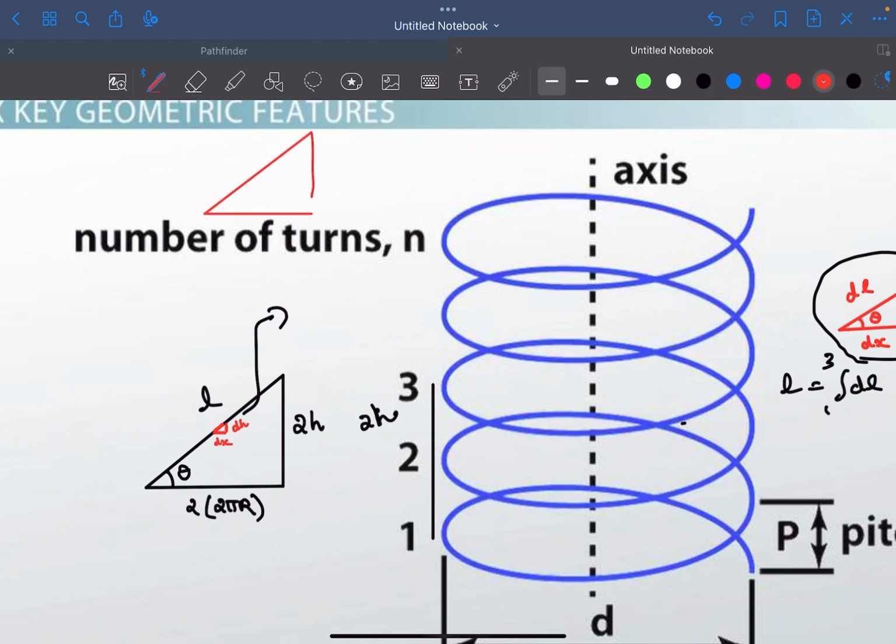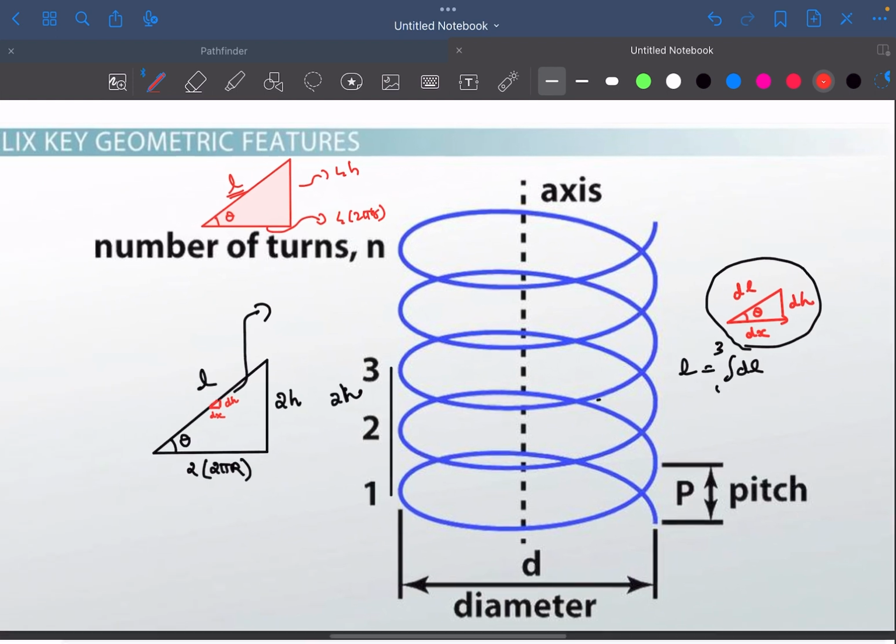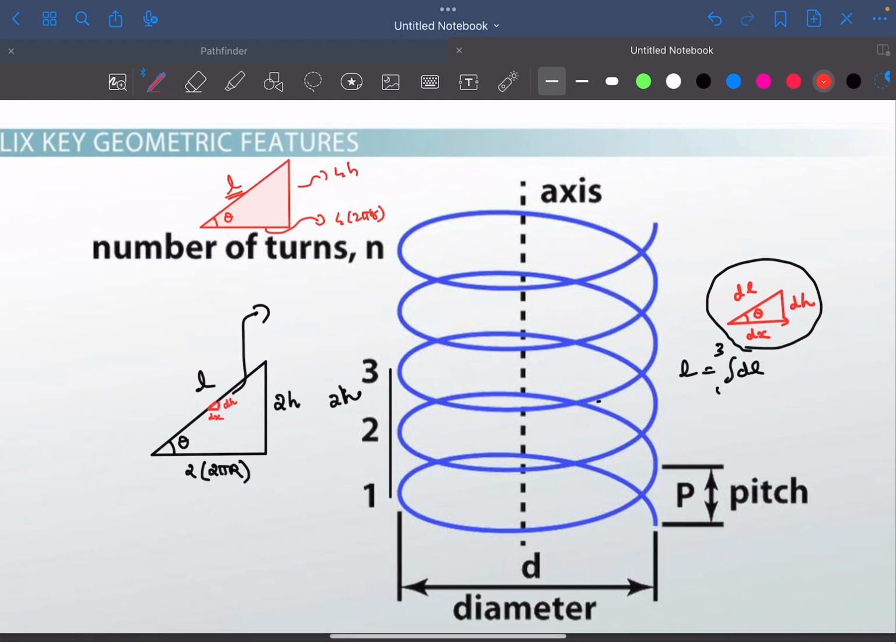So all you have to do is draw a triangle first and assume the path length to be L, and this distance is going to be 4 times 2 pi r, and this distance is going to be 4h, and you can get the path length using the triangle, and this angle will be theta. I mean, this is mostly just imagination, so I hope I could help you imagine this very well. If you have any doubts, you can comment down below.